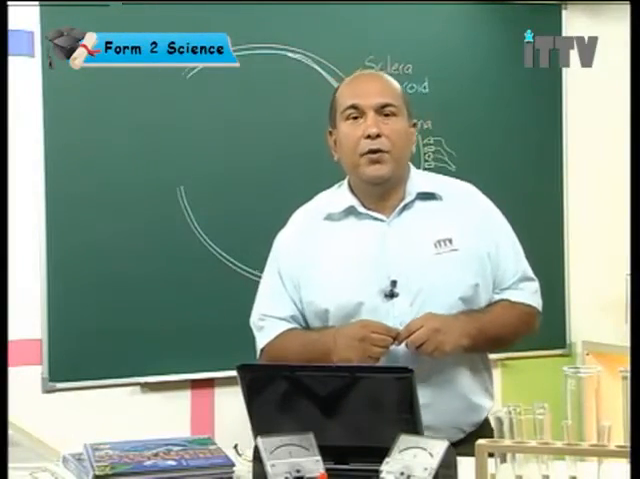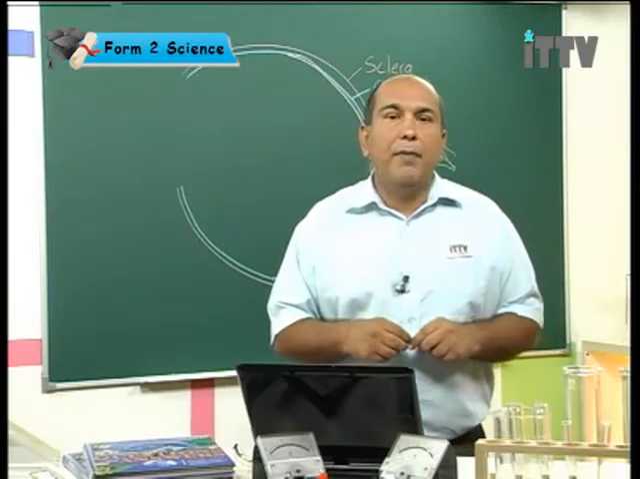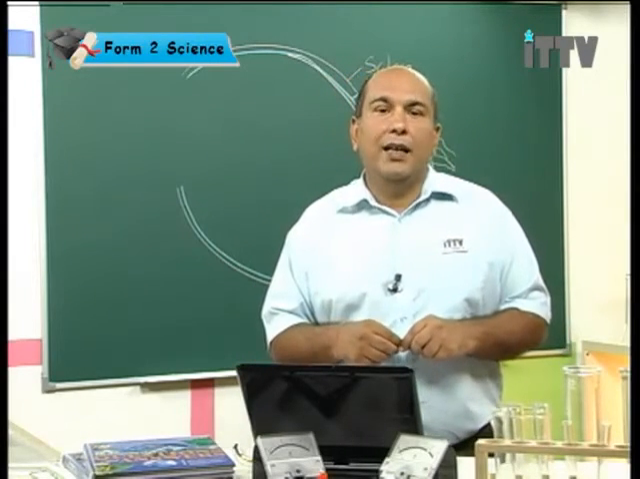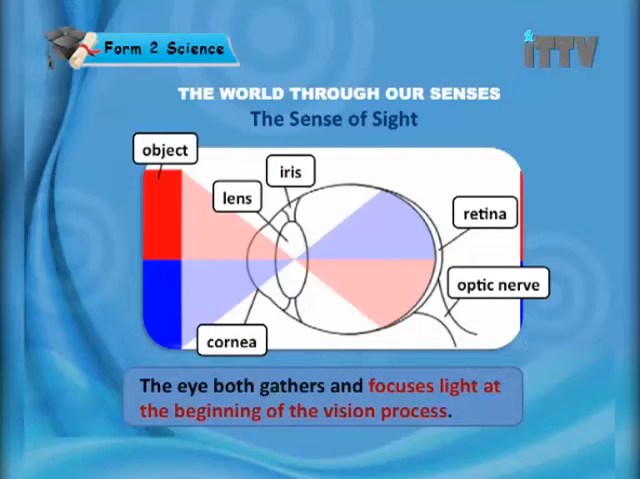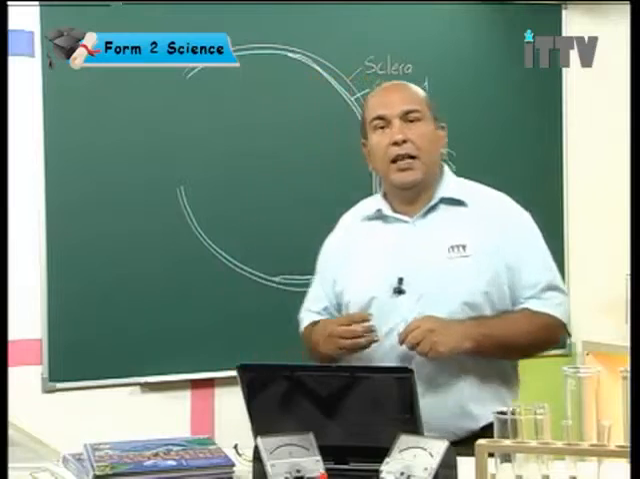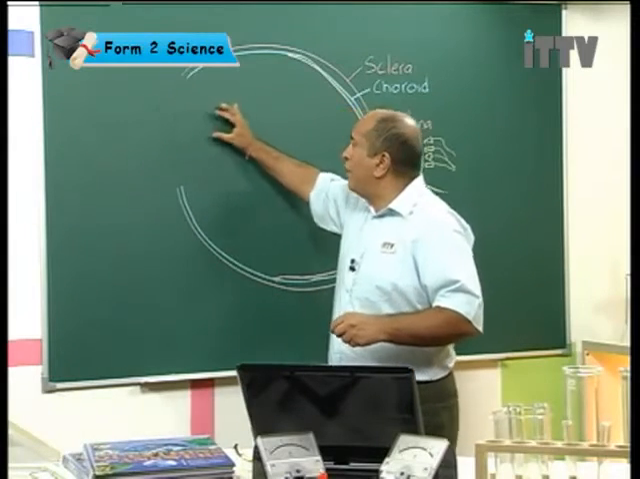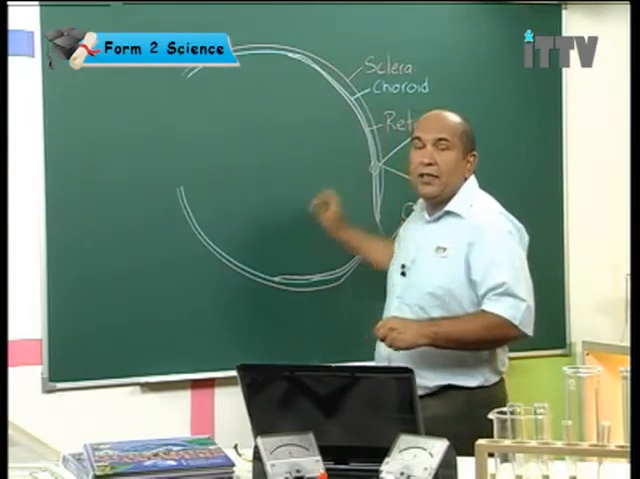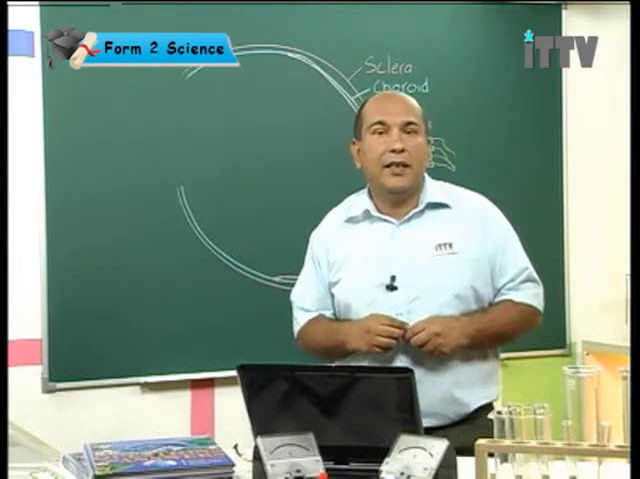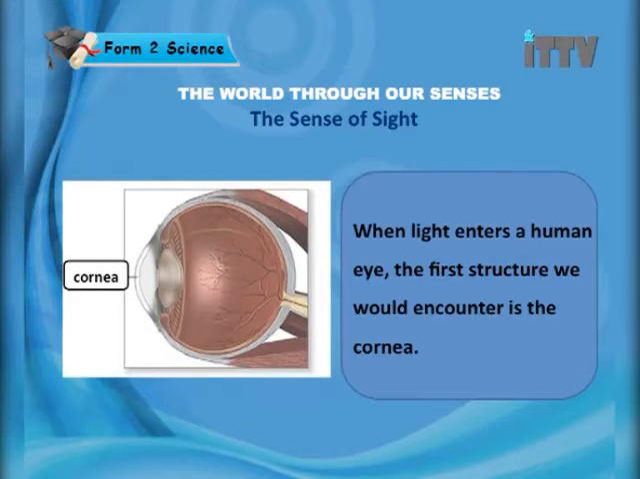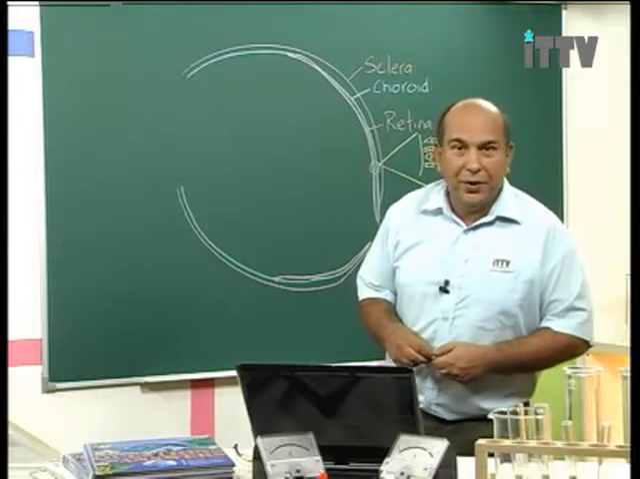Now that we've tried a few questions, let's have a look at the mechanism of detecting light stimulus in the eye. The eye both gathers and focuses light at the beginning of the vision process. So what we're saying is the light is going to enter into the eye, and then the eye is going to focus this light onto the retina so that we get a nice clear image. When light enters a human eye, the first structure we would encounter is the cornea. So let's begin with that.